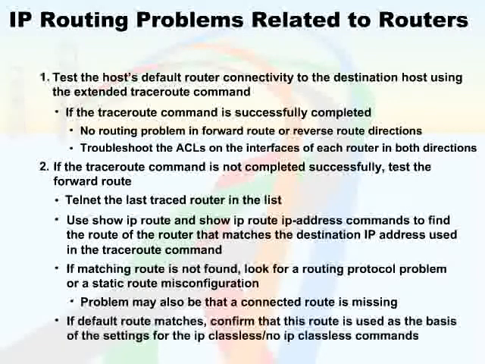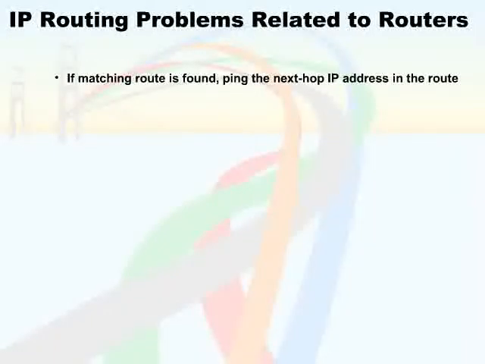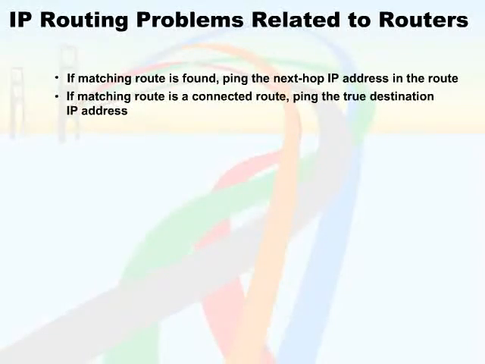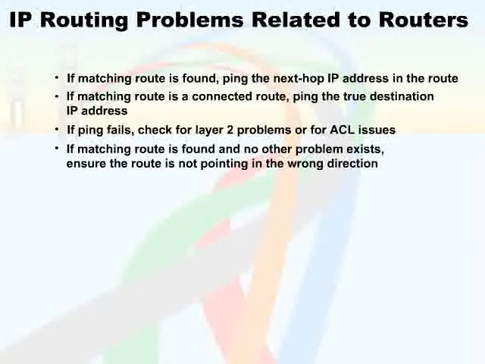If the default route is found to match, we need to confirm that this route is used on the basis of the setting for the ip classless, no ip classless commands. If a matching route is found, we need to ping the next hop IP address in the route. If the matching route is a connected route, we need to ping the true destination IP address. If the ping fails, we ought to check for layer 2 problems or for ACL issues. If a matching route is found and no other problem exists, we should ensure that the route is not inadvertently pointing in the wrong direction.